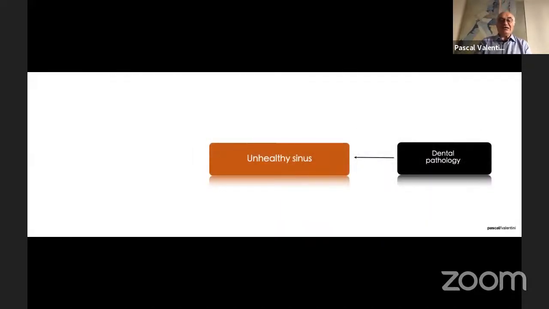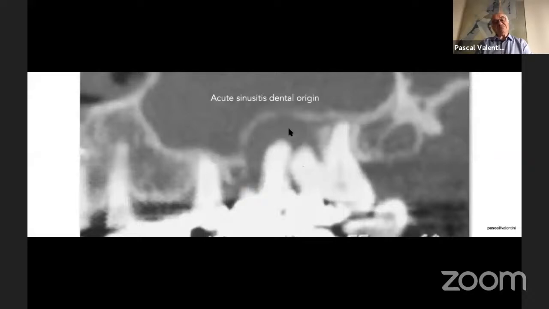The second reason why the sinus could be unhealthy is because of a dental pathology. Here on this CBCT, you can see an acute sinusitis because of endoperiodontal problems in the region of the premolar and the molar. And we have an infection of the sinus here. What should we do in that situation?